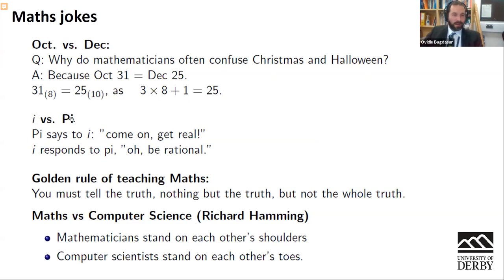Also, i versus pi. Pi says to i, come on, get real. And i responds to pi, oh, be rational. And then the golden rule of teaching mathematics: you must tell the truth, nothing but the truth, but not the whole truth. I think this is particularly useful when mathematicians teach, because we tend to give every detail, but maybe not all of that is necessary. And I found this interesting joke about mathematicians versus computer scientists. There is an extension to software engineers as well, but I didn't want to put that into writing.